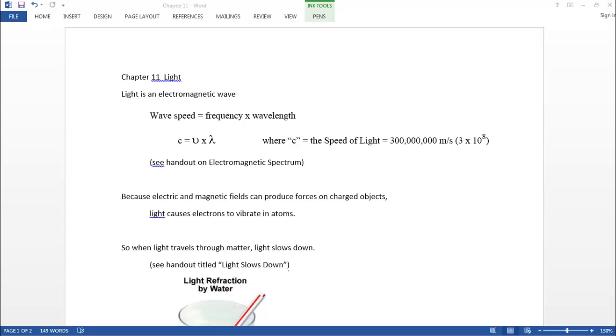Hi everyone. Today let's talk about light. Light is an electromagnetic wave. Okay, there's a lot going on there. Let's focus first on wave.